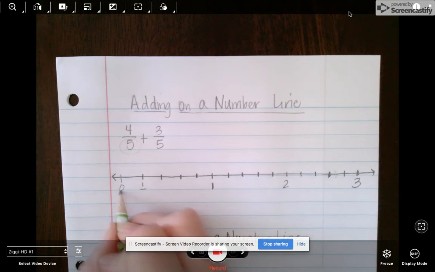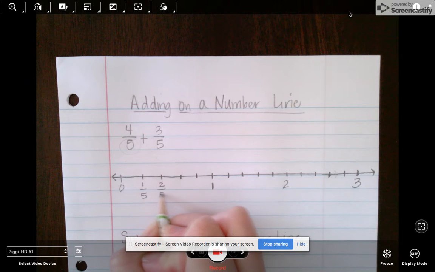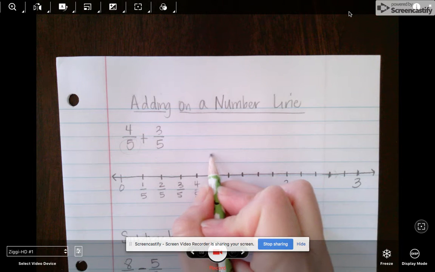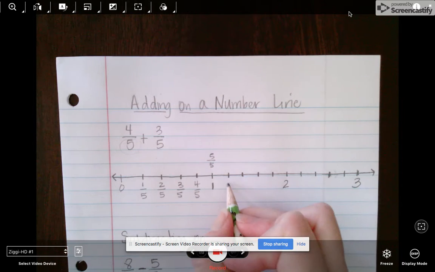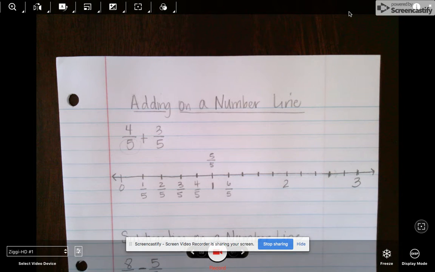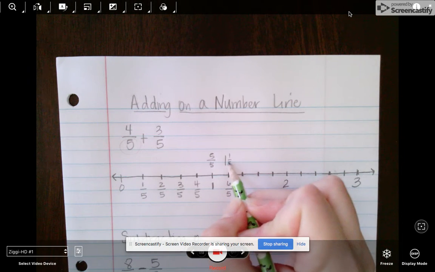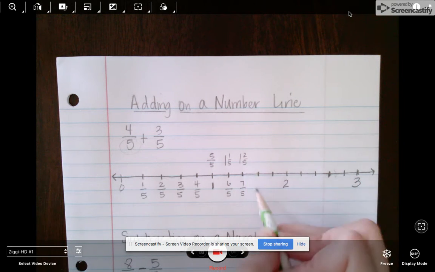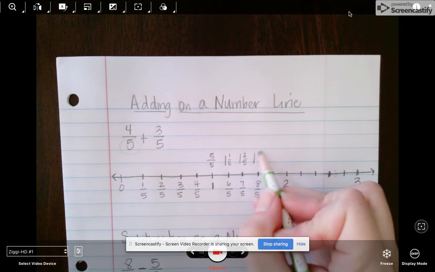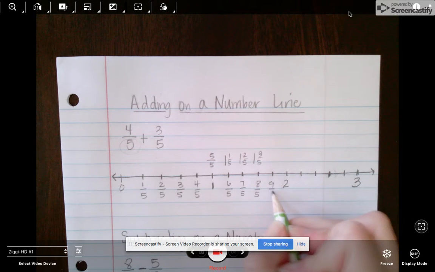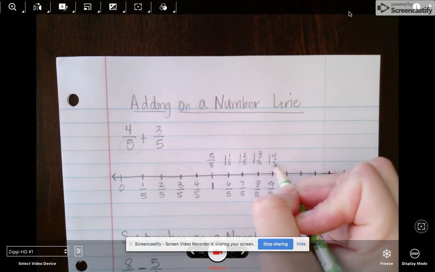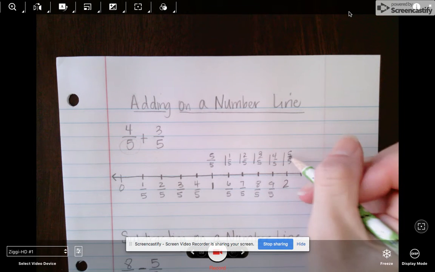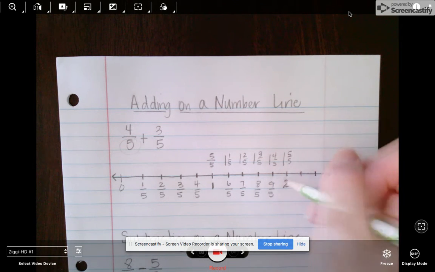So here, after 0, we would have 1/5, 2/5, 3/5, 4/5, and of course our 1 would be 5/5. Then we would have 6/5, and a lot of our students already realize that that's equivalent to 1 1/5, 7/5, which is 1 2/5, 8/5, which is 1 3/5, 9/5, which is 1 4/5, and then our 2, which would be 1 5/5, the 5/5 equaling 1, 1 plus 1 being 2.